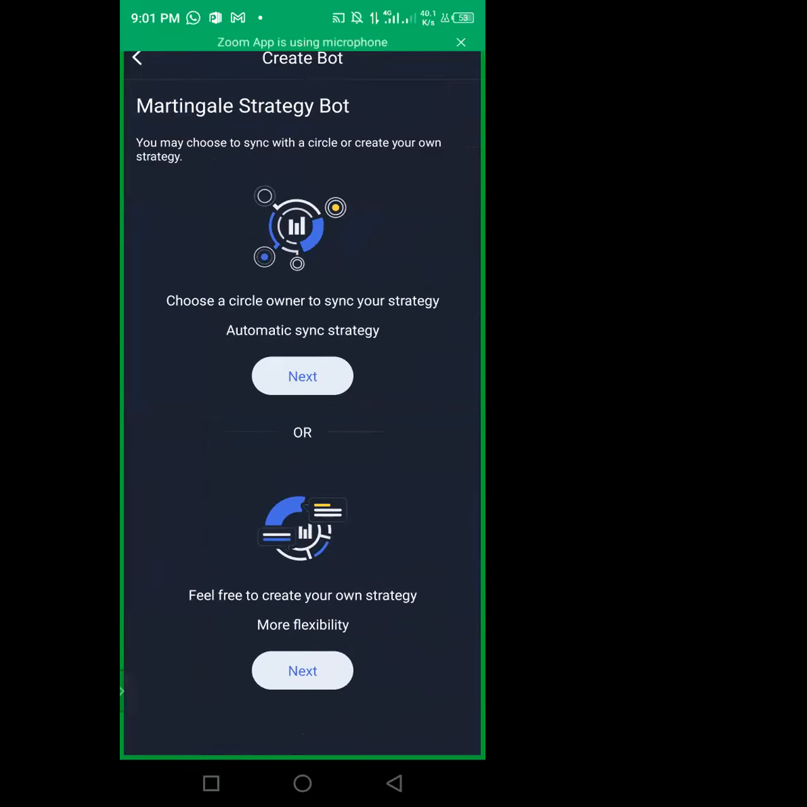Now, feel free to create your own strategy, more flexible. As a pilot, you are going to apply your own knowledge to the artificial intelligence robot, because you are going to give it some sets of instructions. Those instructions are what we'll be giving you. So you always have the instructions. They are very simple. So you click on this, feel free to create your own strategy, more flexible. You click on the next here, this down one.